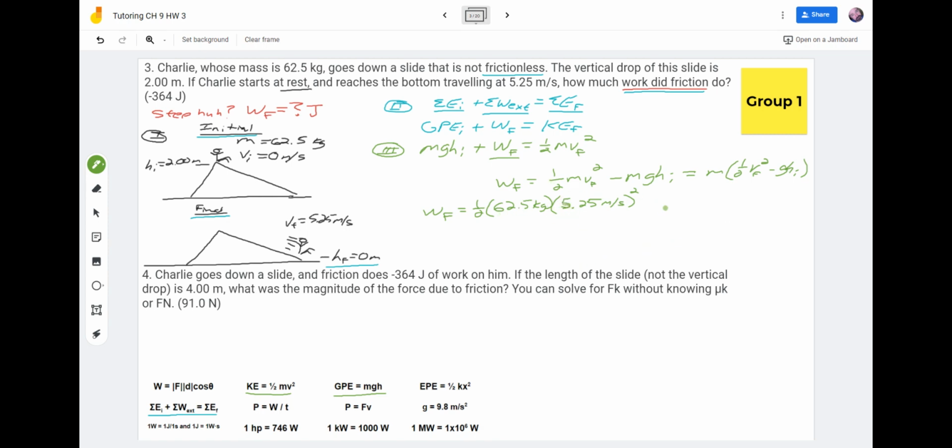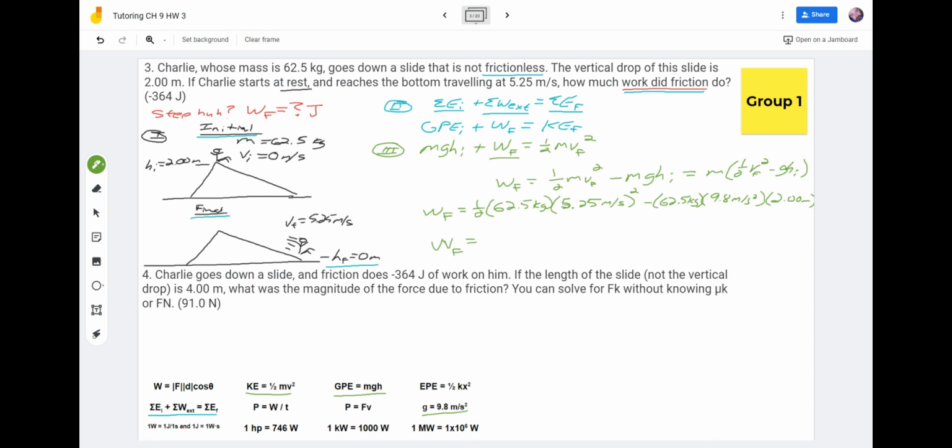So yeah, that's that first term, minus m, 62.5 kilograms, times little g, which is 9.8 meters per second squared, times h initial, which is 2 meters. All right. Do all this work in the calculator.